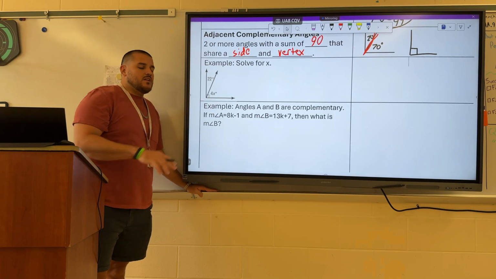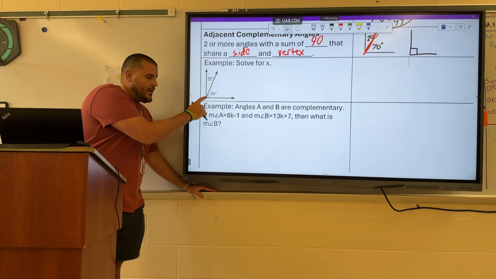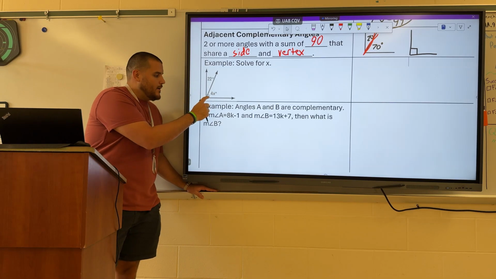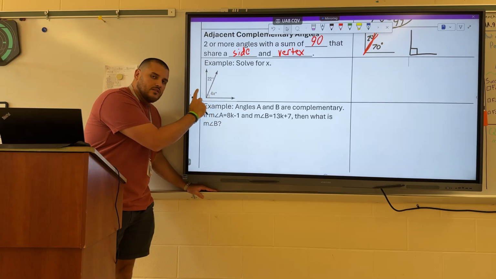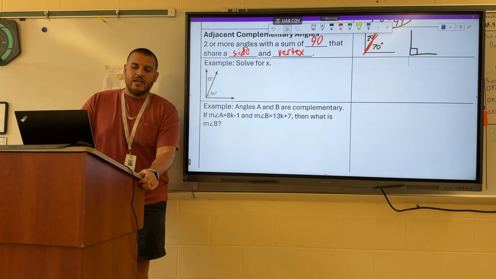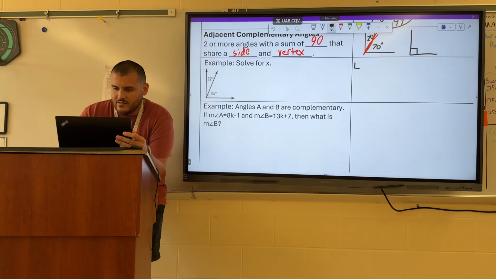This example here is assessing your ability to recognize complementary angles with that right angle that's there. I know it might be a little blurry here. There's a 22 degrees here, a 4x here, and we have a right angle at the vertex of both of these angles. So that's adjacent complementary angles. Therefore, they have to add up to 90 degrees.